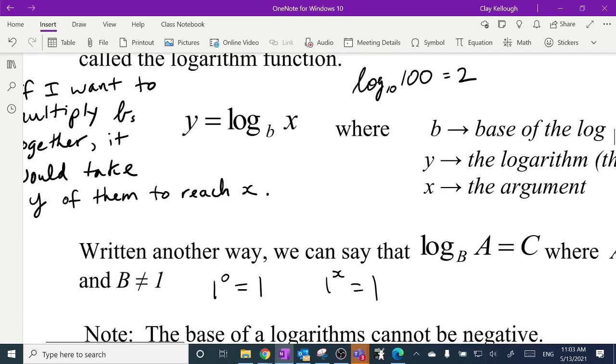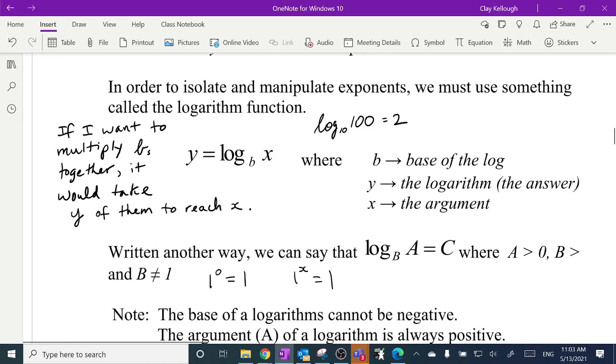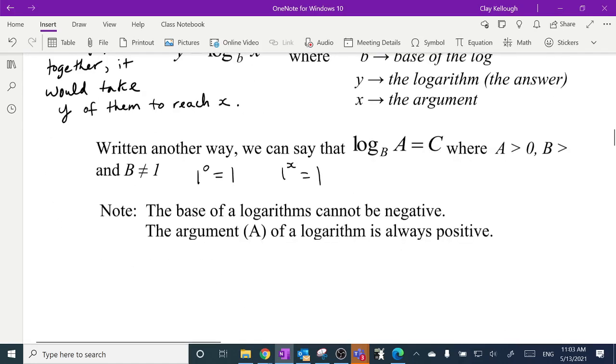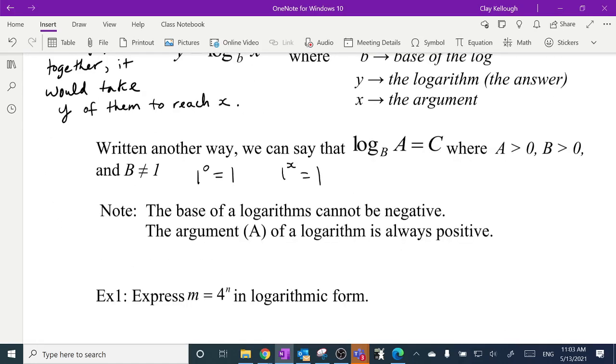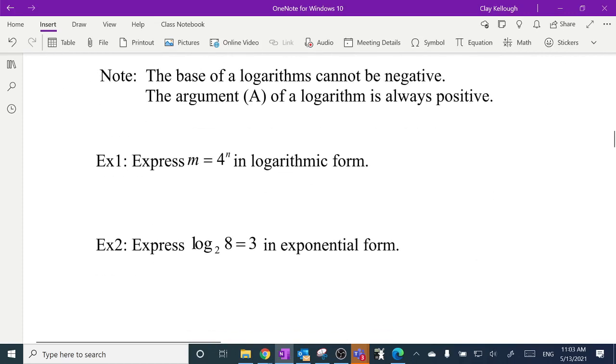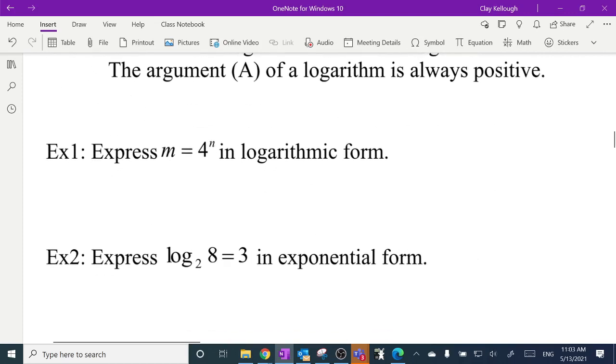So, notice the base of a logarithm cannot be negative. The argument of a logarithm is always positive. And let's start now translating exponential into logarithmic. So the base here is 4. If I multiply 4's together and I do n of them, I get m. So the log to the base of 4 of the number m equals n.